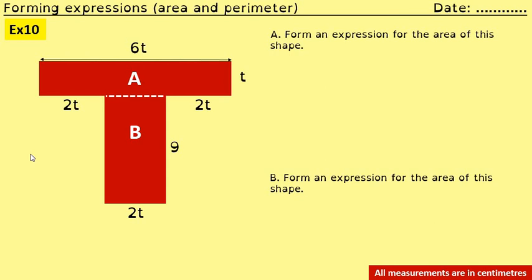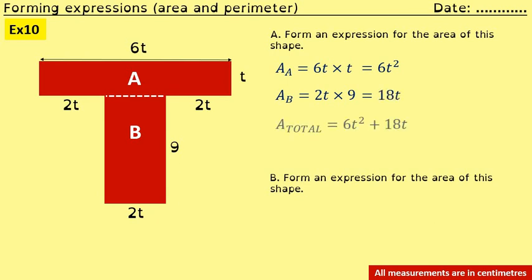Now for the area of A, I need to do the base times the height because it's a rectangle, so 6t times t, which is going to be 6t squared. And for the area of B, I'm going to be doing 2t multiplied by 9, which is 18t. And then the area of the total is those two things added up. But this time we can't collect like terms because these are not like terms, they have a different power, don't they? So that is our expression for the area, 6t squared plus 18t centimetres squared.